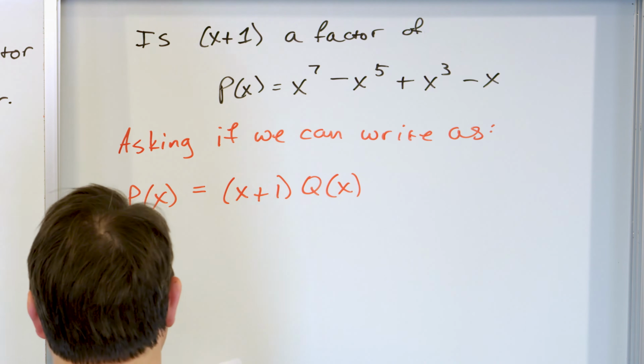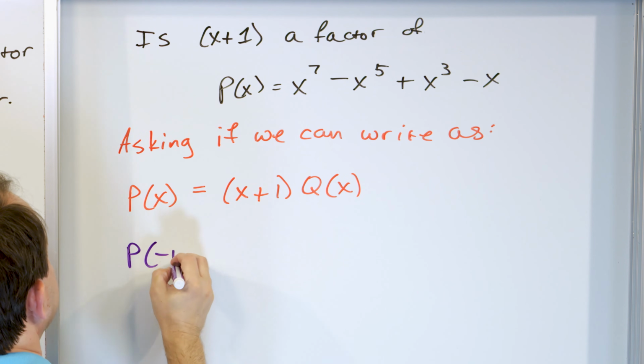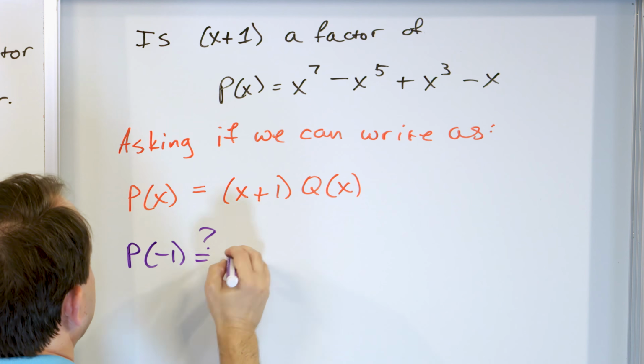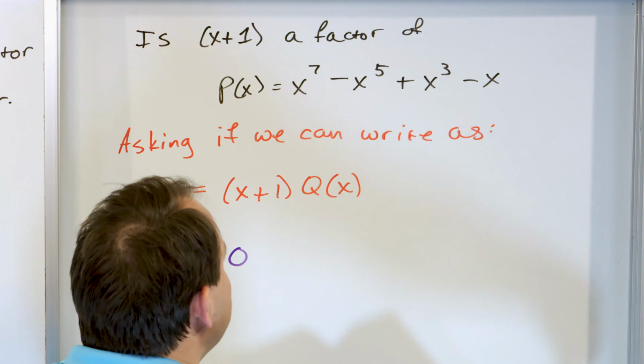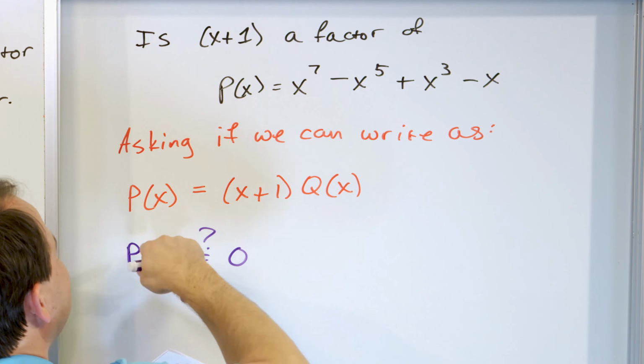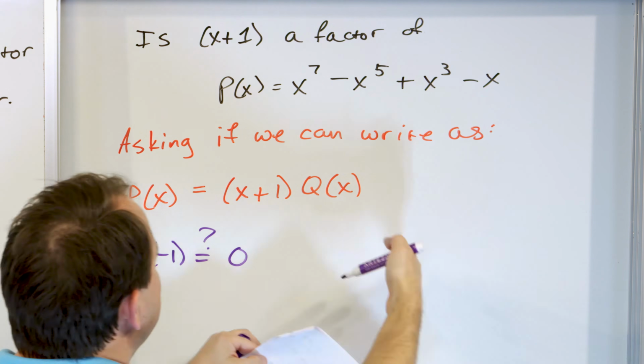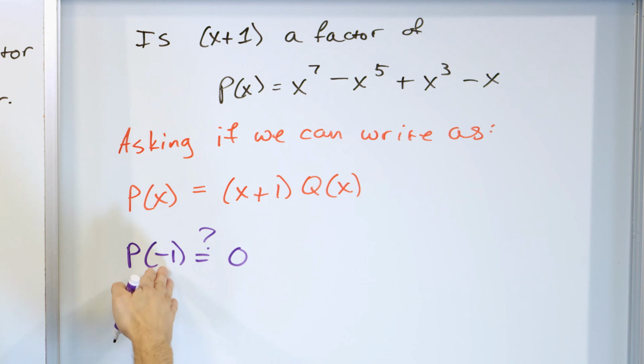So what we have to figure out is whether p of negative 1 equals 0. Why negative 1? Because the theorem is written in terms of x minus the number, but the number was positive, so it was like x minus a minus 1, right? And so we have to evaluate it.